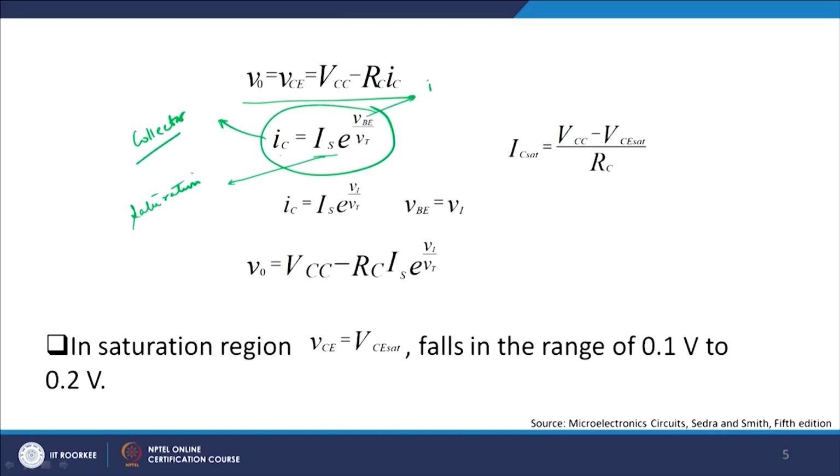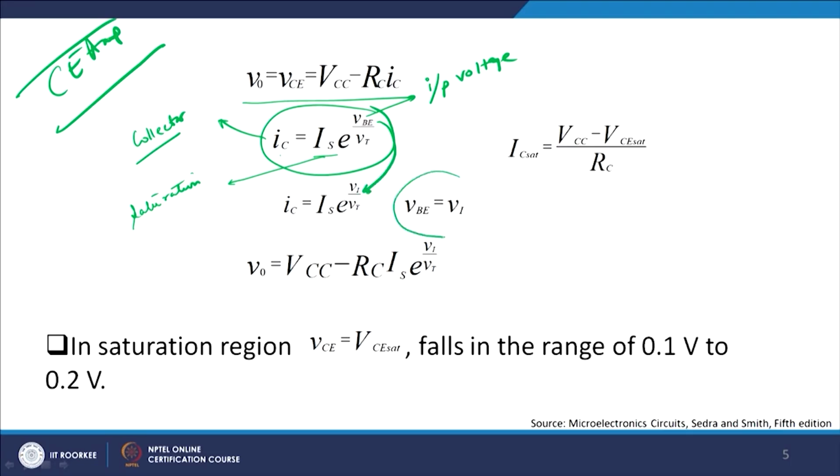VBE is the input voltage in the case of a common emitter amplifier, and therefore I get IC SAT to be equal to VCC minus VCE SAT by RC. Right, I think this is very clear. So VCC minus VCE SAT by RC gives you IC SAT. Now, since IC is equal to IS e to the power VBE by VT, VBE is now replaced by VI. We have just discussed this point.